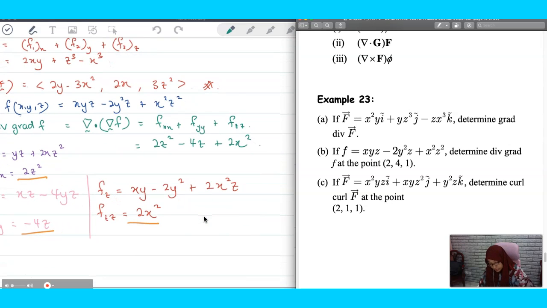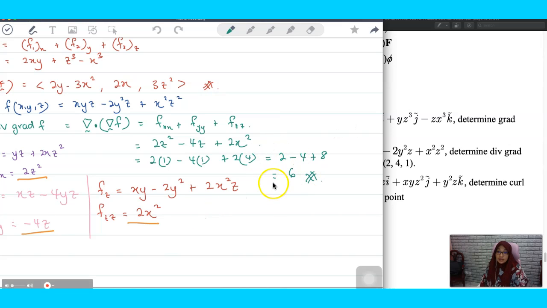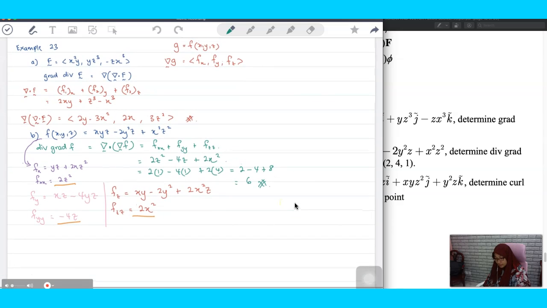So then at the point given, you have 2(1) minus 4(1) plus 2 times x squared, and you will get 2 minus 4 plus 8. So you will get 6. Okay, so that is the answer. Okay, so that is the question B.